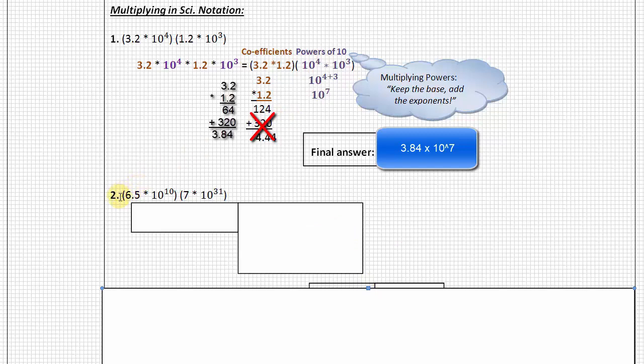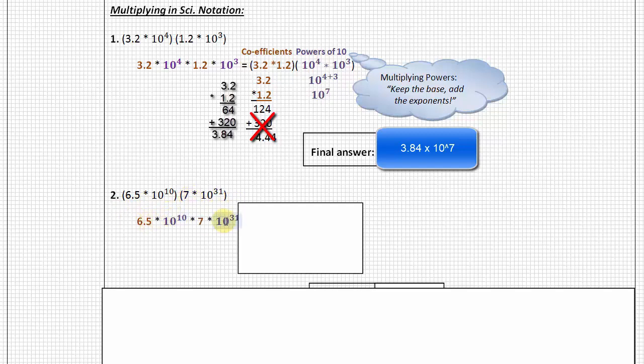So for problem number 2, we have 6 5/10 times 10 to the 10th and 7 times 10 to the 31st power. So again, scientific notation times scientific notation, everything's being multiplied, so we could drop away those parentheses.